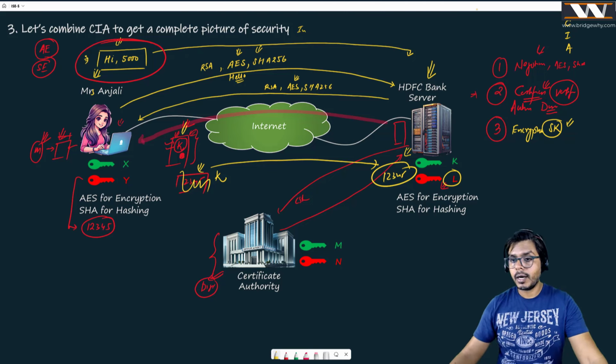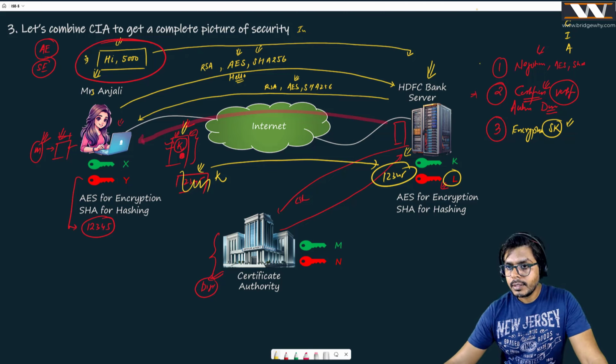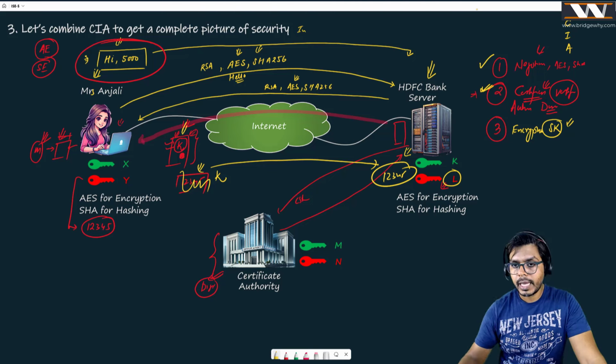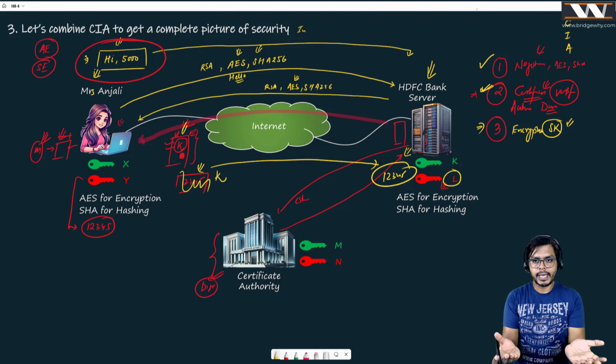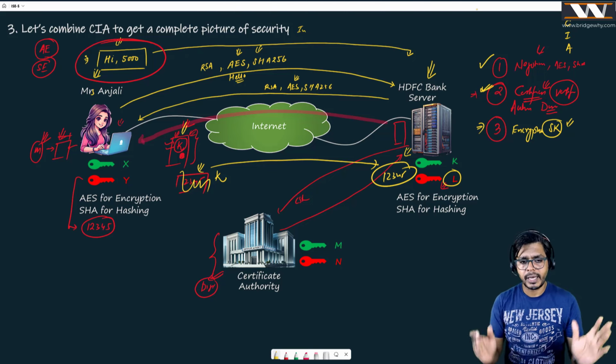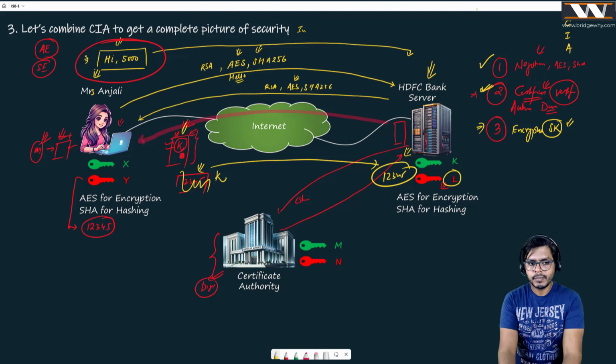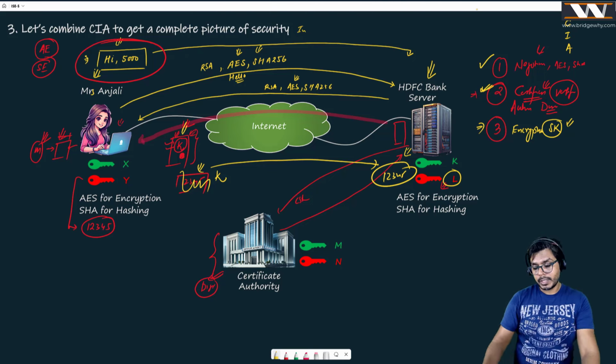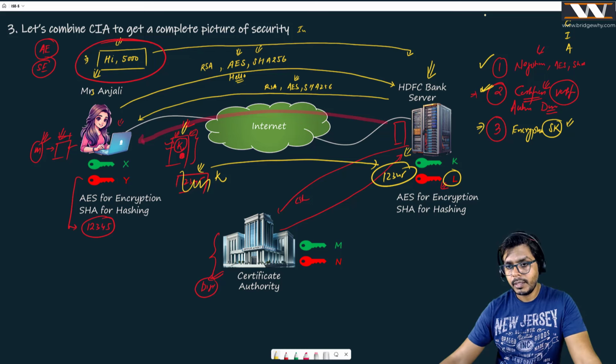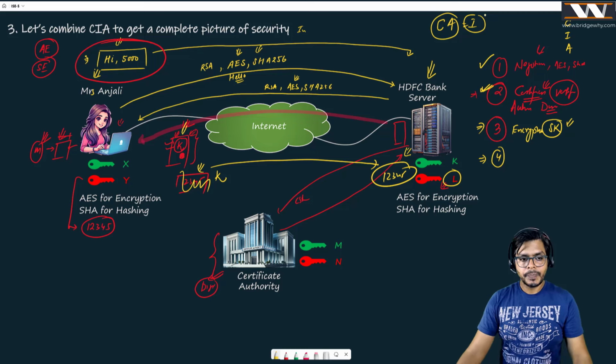So what is done now? Negotiation done. Authentication done, because I have authenticated HDFC bank server. Encryption, I am ready to do that. Why? Because both the parties, Anjali as well as HDFC bank server, have this key. Really, really interesting. Now you must be thinking, Mr. Vishnu, tell me, where is integrity? I know you are combining confidentiality. You have combined authentication. Where is the integrity? And that is where this is going to come into the picture.